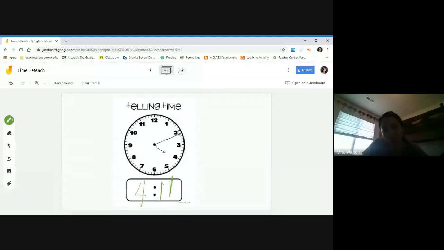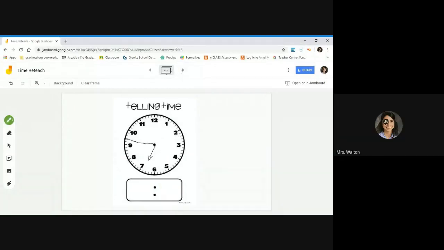Let's take a look at this one. We've got 6, because we're in between the 6 and 7, and even though we're closer to the 7, it's still the smaller number. So 6, and then our minute, count by 5s on your big numbers: 5, 10, 15, 20, 25, 30, 35, 40, 45, 46, 47. 6:47 is the time there.